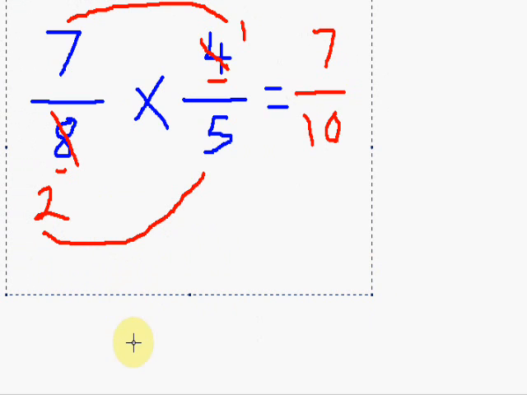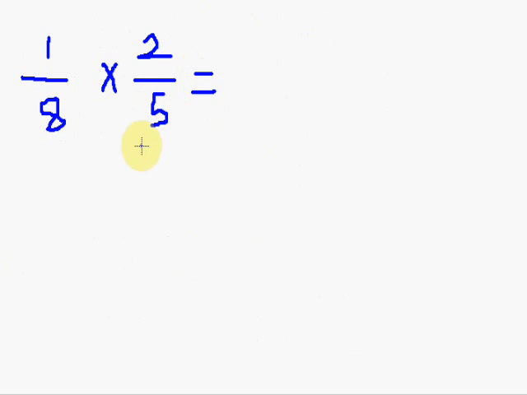Let's get rid of this, and let's look at something else. Okay, let's say that we had 1/8 and we were going to multiply it by 2/5. Again, we have the 2 and the 8 can cancel.